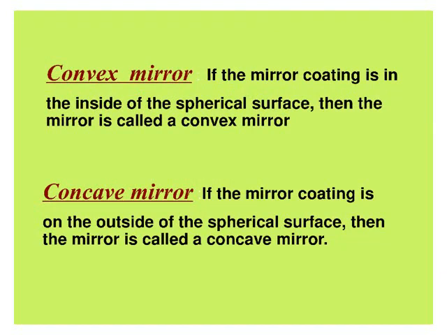So the definition for convex and concave. A convex mirror, if the mirror coating is in the inside of the spherical surface, then the mirror is called a convex mirror. Concave mirror, if the mirror coating is on the outside of the spherical surface, then the mirror is said to be a concave mirror. So that's the simple surface. We can define both of these with where the reflecting surface is.